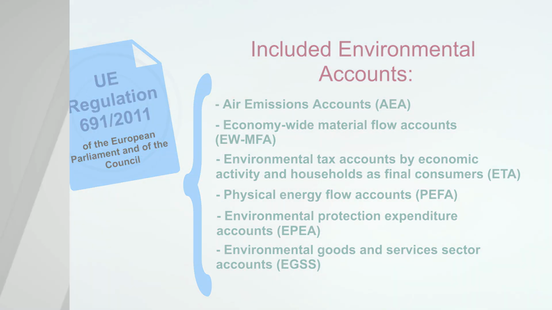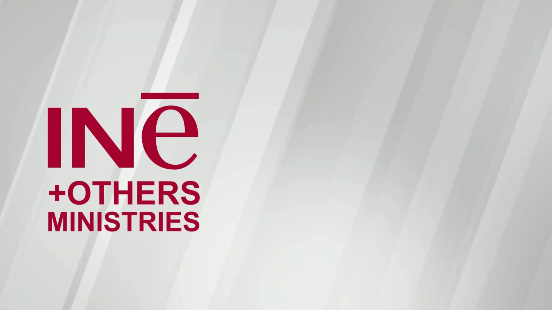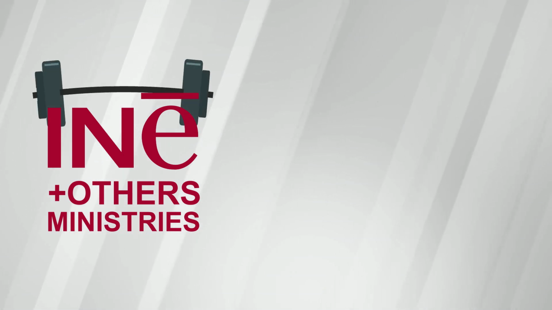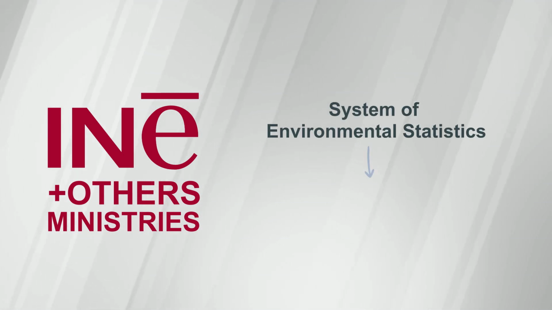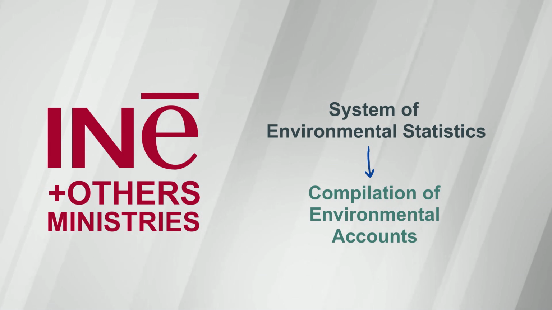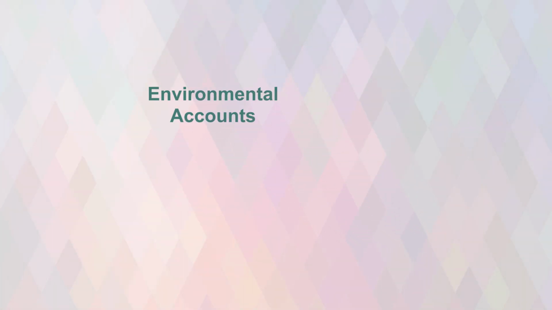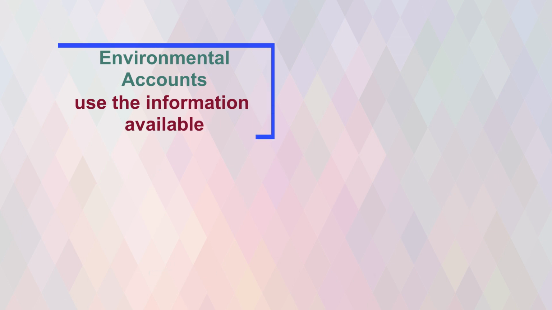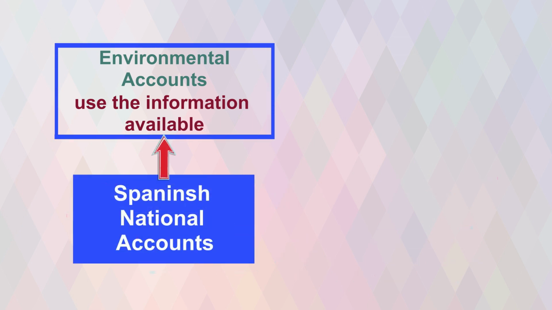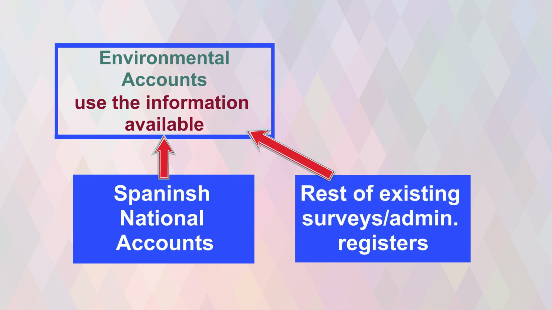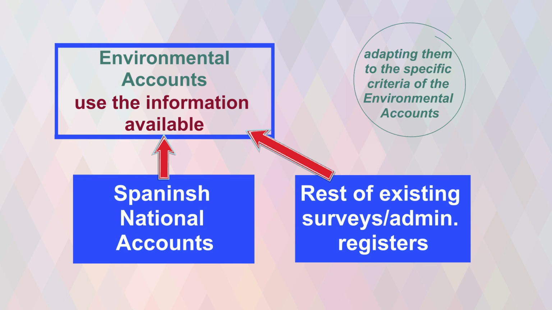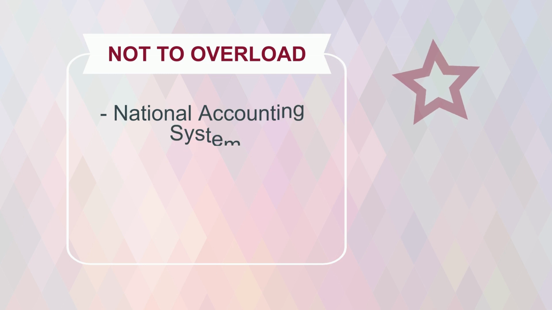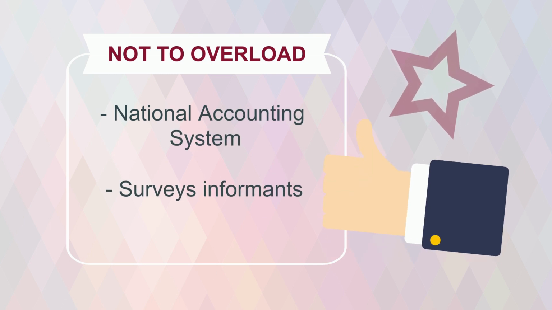The National Statistics Institute, together with other ministries, has made a great effort in recent years to implement a system of environmental statistics to serve as a basis for the compilation of environmental accounts. For this reason, they use the information available both from the Spanish national accounts and from the rest of the existing surveys or administrative registers, and adapt them to the specific criteria of the environmental accounts. The idea is not to overload either the national accounting system or the informants with new specific surveys.